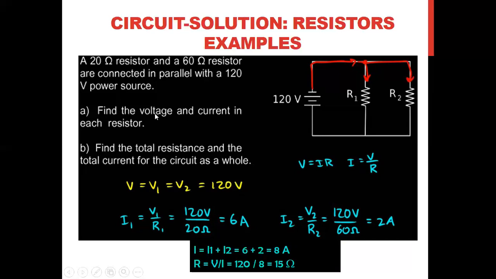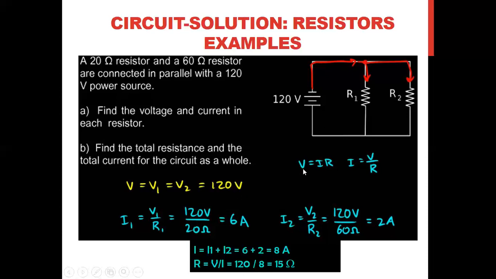Question is asking, find the voltage and current in each resistor. Okay, that is for each path. And find the total resistance and the total current for the circuit as a whole. Now, we know for a parallel circuit, the voltage is the same for all paths. So V equals V1. If we consider here V1 for path 1 and for path 2 V2, they are all equal to 120 volts.